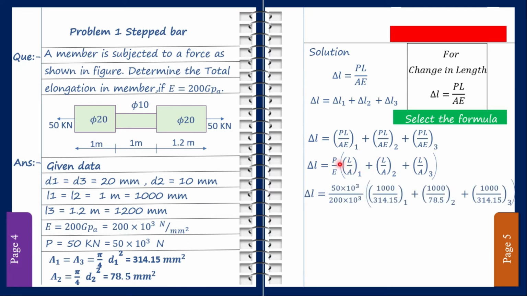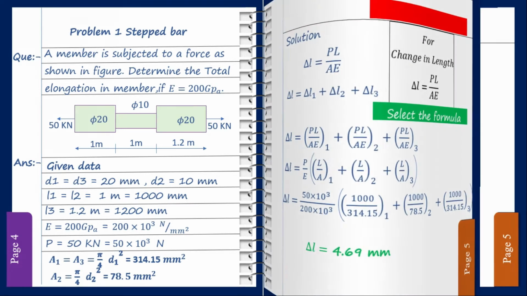Let us put in all the values. P is 50 into 10 raised to power 3. E is 200 into 10 raised to power 3. L1 is 1000 and A1 is 314.15, plus L2 is 1000 and A2 is 78.5, and L3 is 1200 and A3 is 314.15. Just do this calculation first and multiply with this ratio. We get delta L is equal to 4.69 mm. So this is how the problem statement is converted into given data. Choose the appropriate formula, convert the units properly, put the values inside the formula, and get the answer.